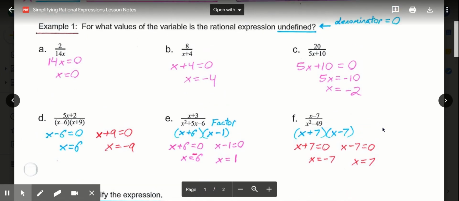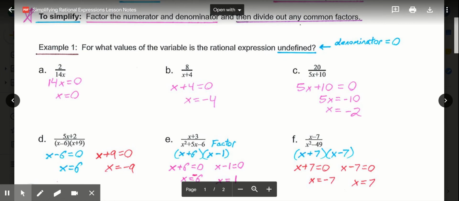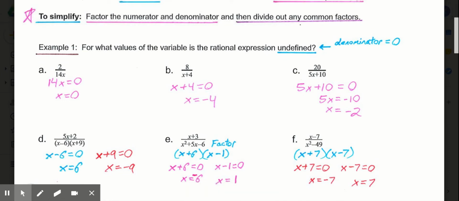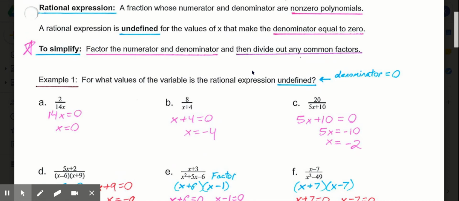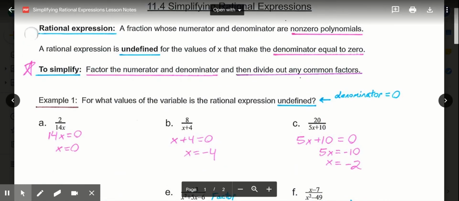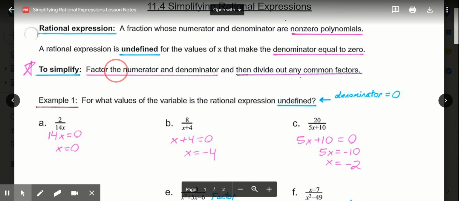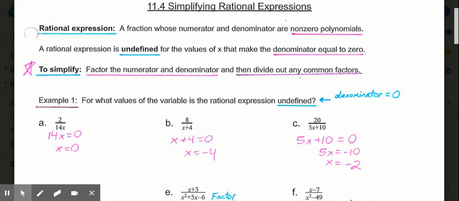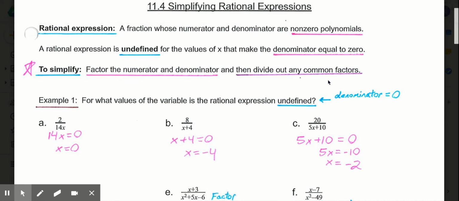So these first 6 examples are just looking at when the rational expression is undefined, meaning the denominator equals 0. Now we're going to move into simplifying our rational expressions. Again, to simplify, we'll be factoring the numerator and denominator and then dividing out common factors. Ideally, we're going to be looking for greatest common factors, which we recently have practiced.